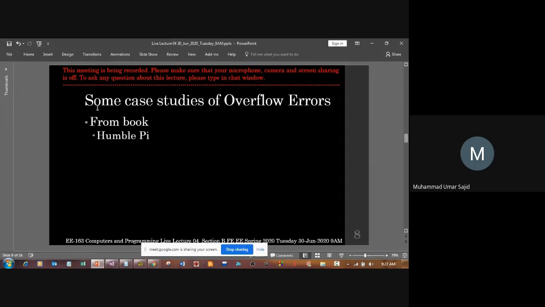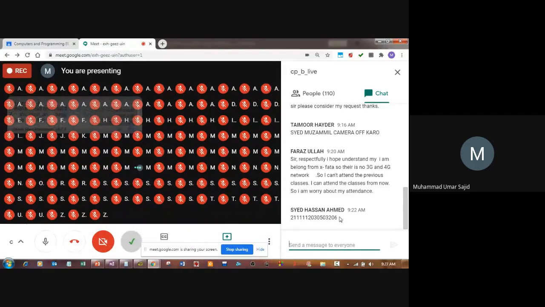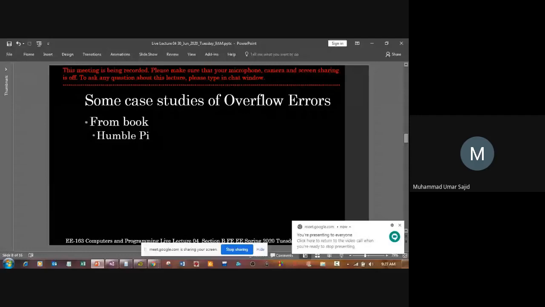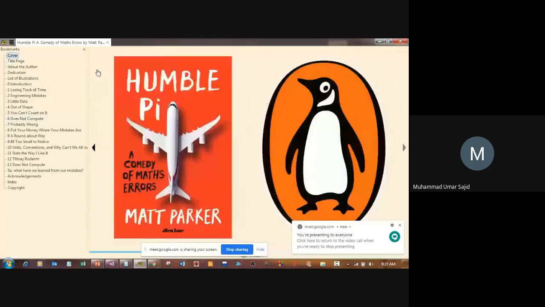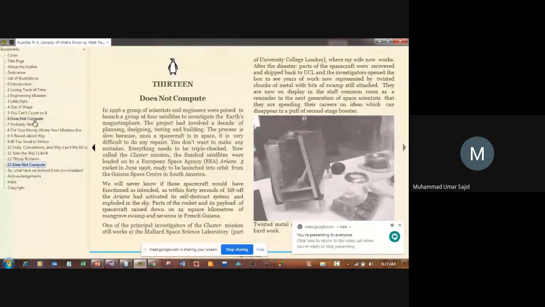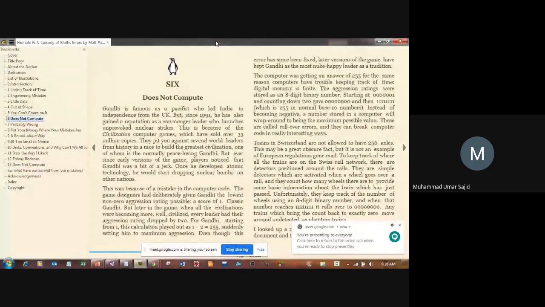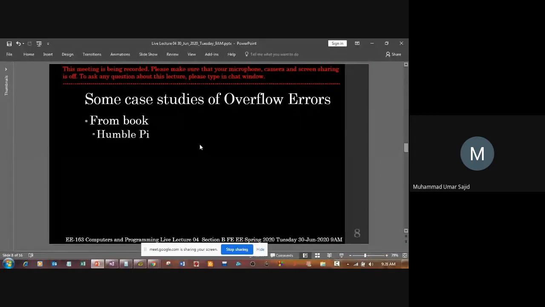I'm going to some case studies from the book. Coming back to the book, there's a book known as Humble Pie. I will just upload it to this. It's a very readable book. I would suggest you read it, or at least read chapters 6 and 13. In chapter 6, let me discuss the examples. You can just read it sometime.